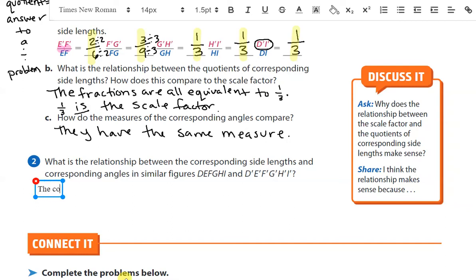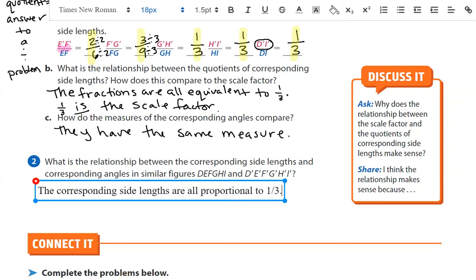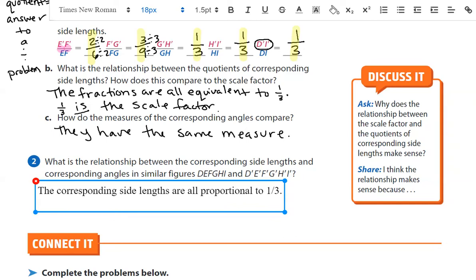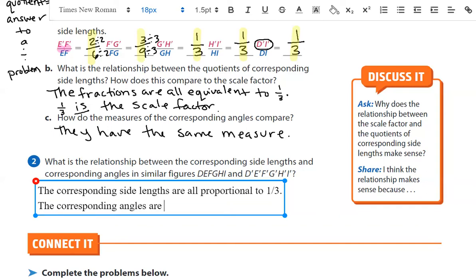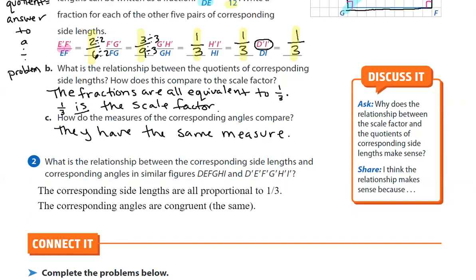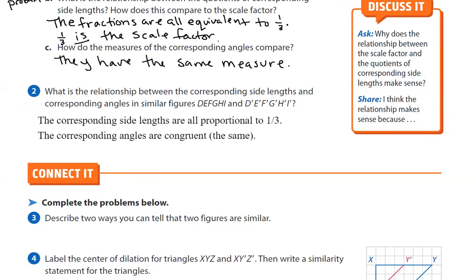So the corresponding side lengths are all proportional to 1/3. I'm going to make that a little bit bigger for us. Give me a second. And then the corresponding angles, those are not just proportional, they are exactly the same. So the corresponding angles are congruent. You don't have to put the same if you remember what congruent means. I just want to be sure you remember what congruent means because it's an important word.